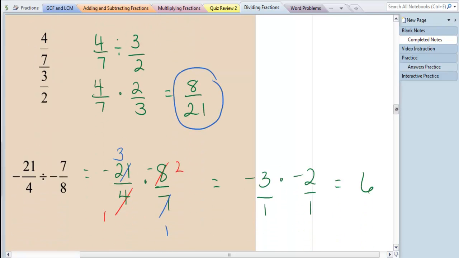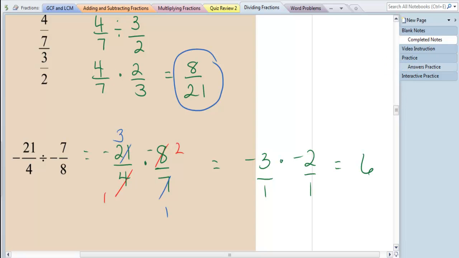The next example I'd like to talk about is keeping up with your negatives. The whole value negative 21/4 is negative. The whole value negative 8/7 is negative. So you're multiplying two negatives to get a positive. So you don't have to keep up with those negatives as you're cross canceling. So you end up with negative 21 over 4 times negative 8/7 when you multiply by the reciprocal, and then you're just going to multiply straight across once you cross cancel, and we get 3 times 2, which is 6. 1 times 1 is 1, and a negative times a negative is a positive, so you end up with 6.